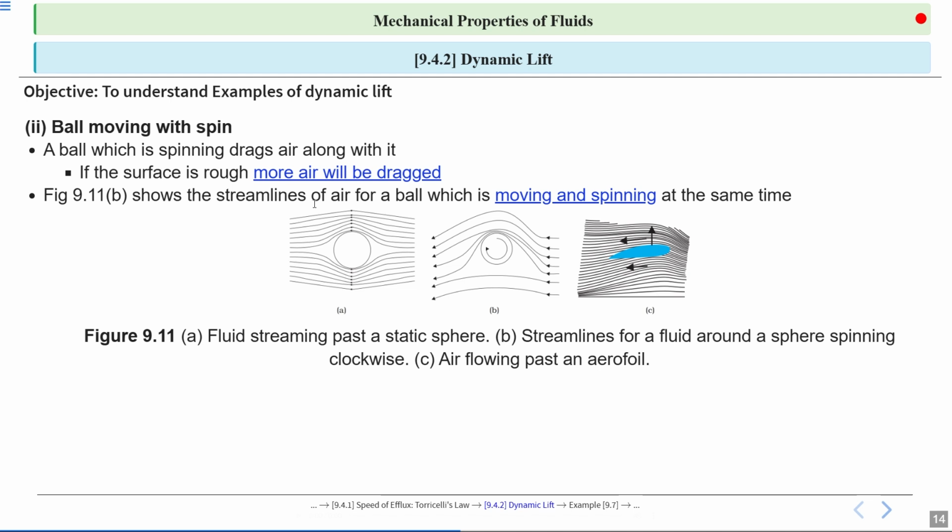So, look at figure 9.11b. This diagram shows the streamlines of air around a ball that is both moving forward and spinning. The streamlines bend differently on each side of the ball, which creates a pressure difference and leads to dynamic lift. This is the same principle behind the curve in a spinning or swinging cricket ball.